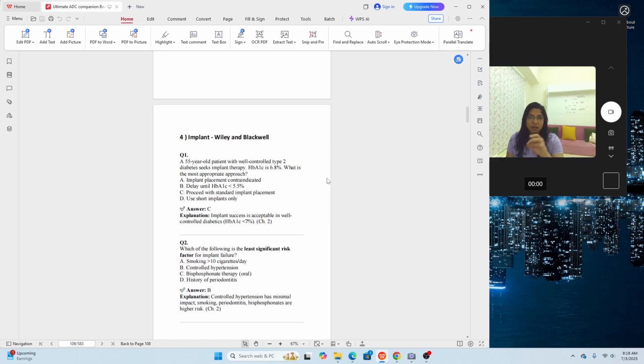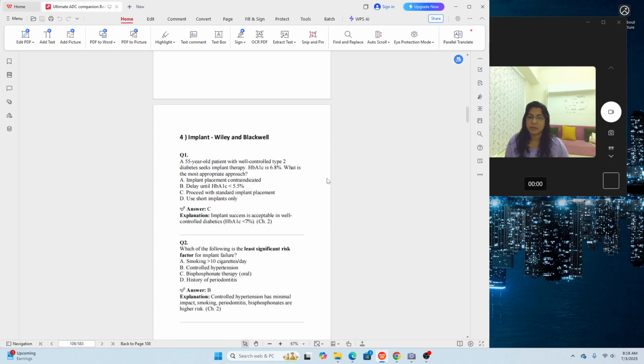Now, you have to find the keywords from the question as well. Well-controlled type 2 diabetes. Well-controlled means the patient is taking care, he is taking medication. Though HbA1c is at a high level, but then he has diabetes, correct? And that is mentioned. But it's not like some uncontrolled diabetes that it's going beyond 10. It's a controlled diabetes. It's not uncontrolled, correct?